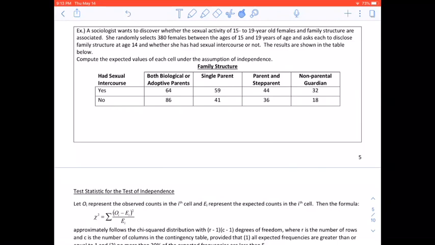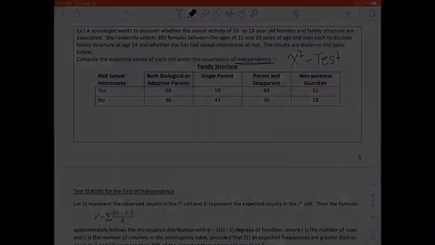In order to do this, we need to put all of our data into matrix A, and we need to use our chi-squared test. And the reason why we know that it's a chi-squared test is because it talks about independence.